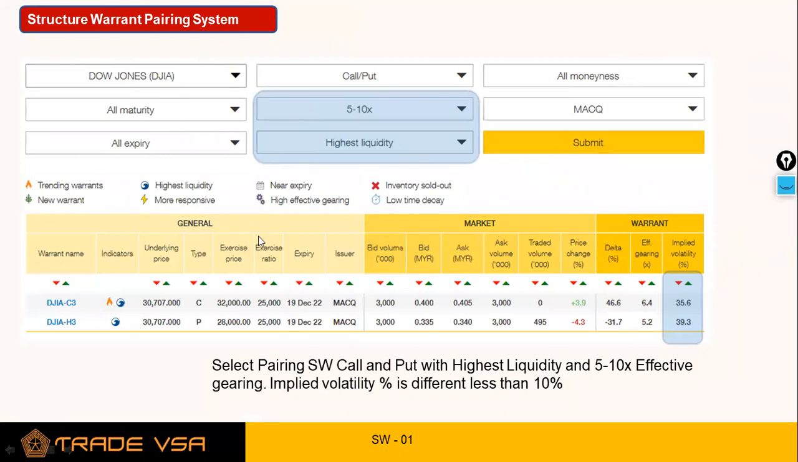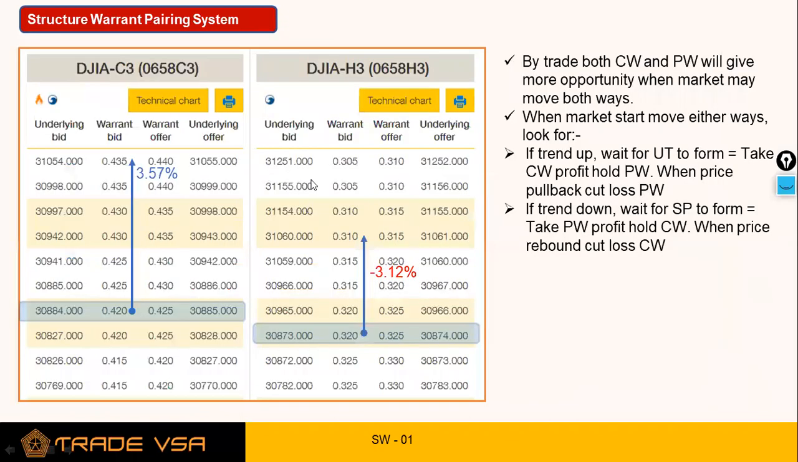We need to choose a call and a put warrant at the same time. This is a call warrant and this is a put warrant. Not all warrants and structured warrants are pairable. Some go up more, some go down more, so we need to find something equivalent. Let's say if it goes up it's the same, and if it goes down it's also the same. Then we have a technique to pair, and to know when to unpair.